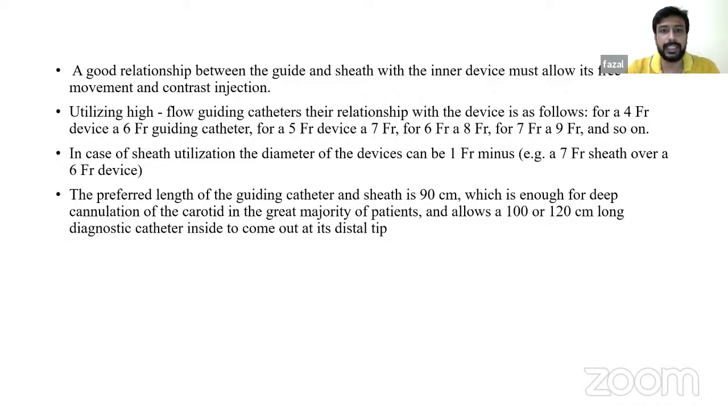Generally, when you use a 4 French device, it is better to have a 6 French guiding catheter, or likewise 5 French and 7 French, 6 and 8, 7 and 9, and so on. In case of sheath utilization, the diameter of the device should be 1 French less. That is, if you have a 7 French sheath, you take a 6 French device. The preferred length is 90 centimeters, which is enough for deep cannulation of the carotid, and allows a 100 or 120 centimeter long diagnostic catheter inside to come out at its distal tip.